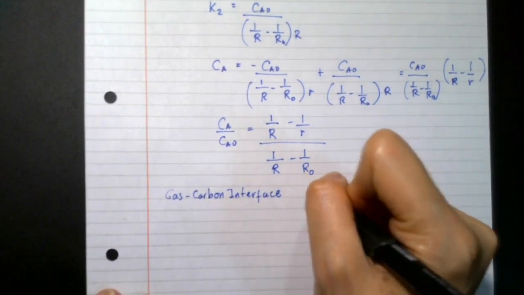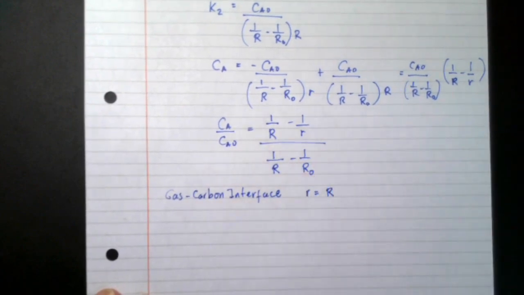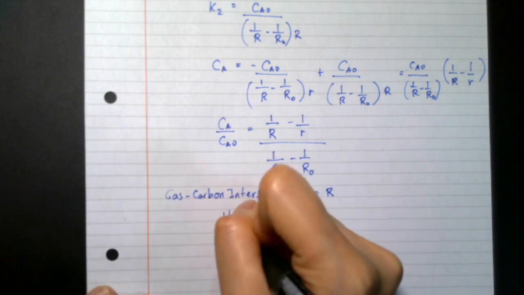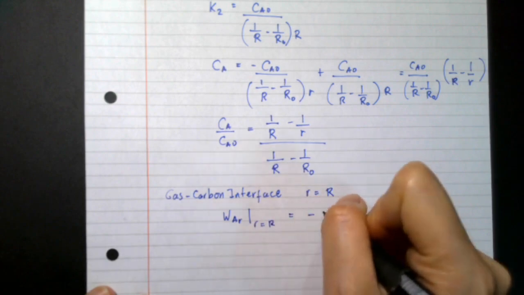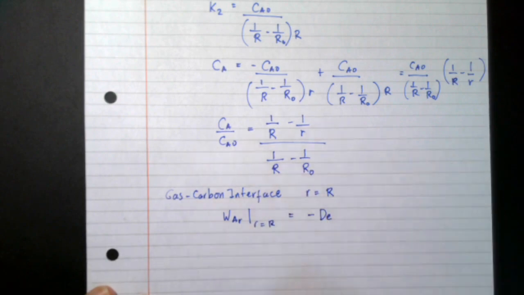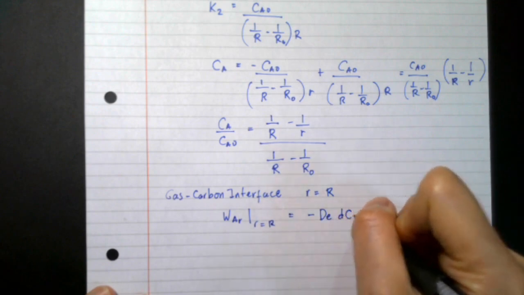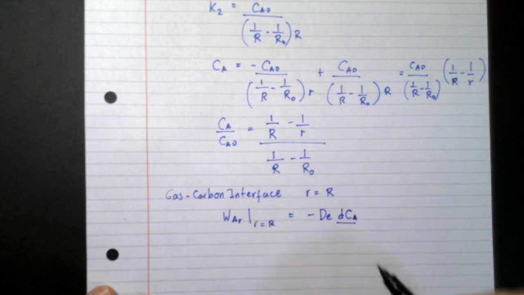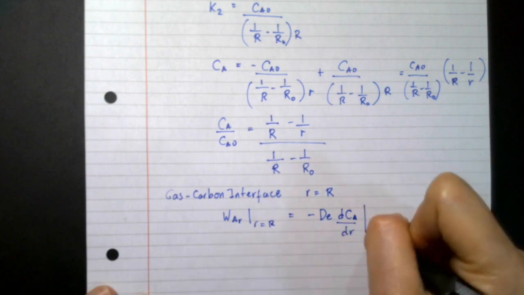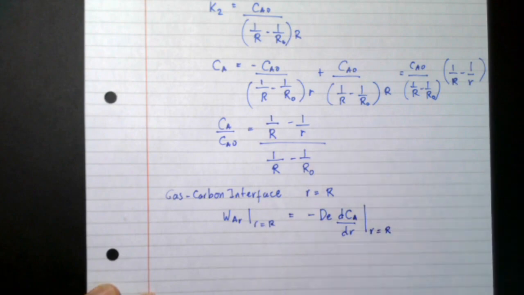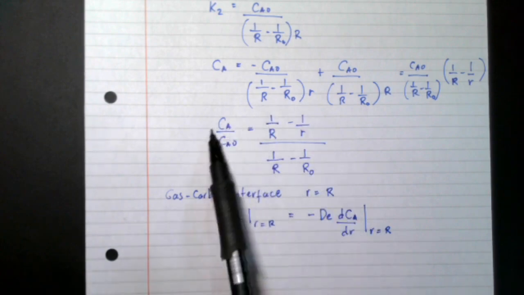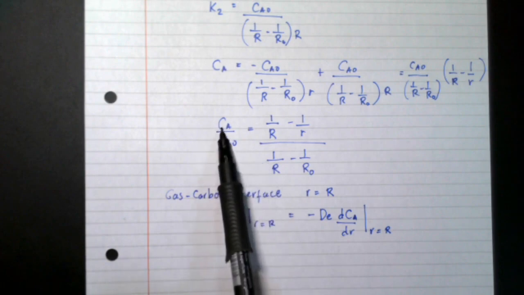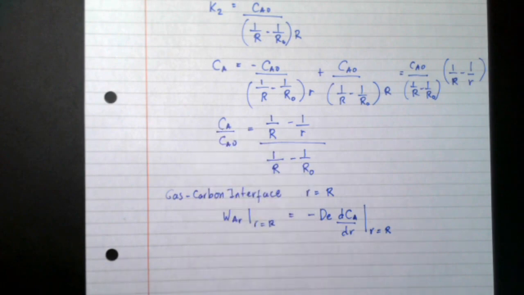So that is at r equal to R. The flux, so W_Ar at r equal to R, using Fick's law, is equal to negative of the diffusivity times the rate of change in the concentration of A with respect to r, at r equal to R. So we need to evaluate the first derivative of C_A. We can use our concentration profile here.